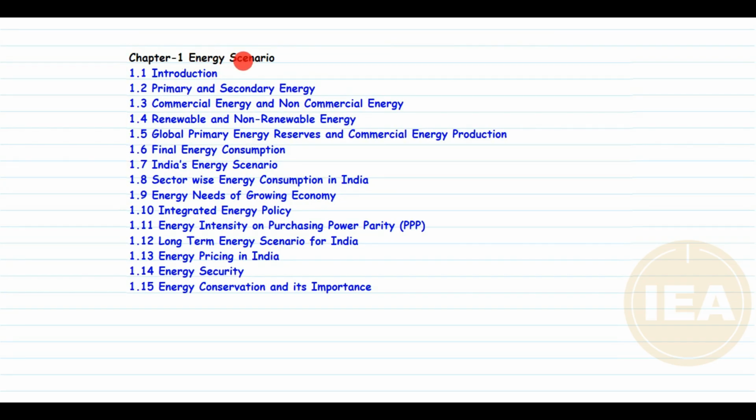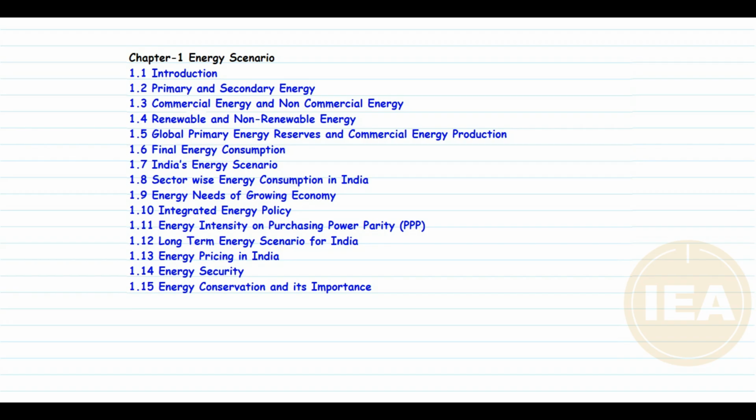In chapter 1, Energy Scenario, there are 15 subtopics. In topics 2, 3 and 4 we will learn about the different types of energy, how energy is classified: primary energy, secondary energy, commercial energy and non-commercial energy, then renewable and non-renewable. In the exam they may give you a few forms of energy and ask whether they are primary or secondary, or which one is not primary, which one is not secondary. So you should know the definitions, and also be able to classify the energy as primary, commercial or renewable. So we will see these things.